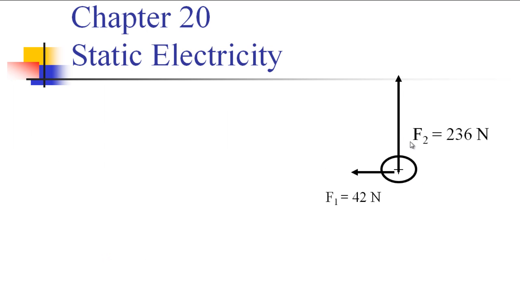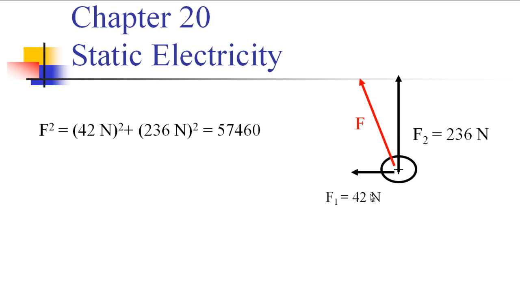So now you can redraw it. Force 2 equals 236 newtons up. Force 2 equals 42 newtons to the left. And then we use our trig stuff. I know how much you all love the trig stuff. And you're going to get a resultant force that looks something like that, which is just the hypotenuse of a right triangle formed by these two sides.